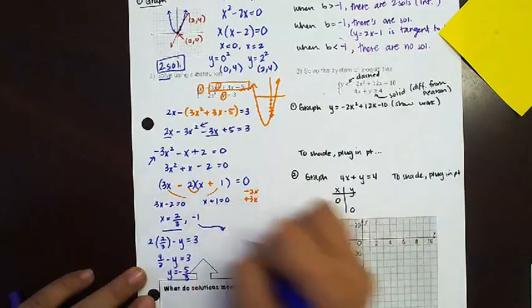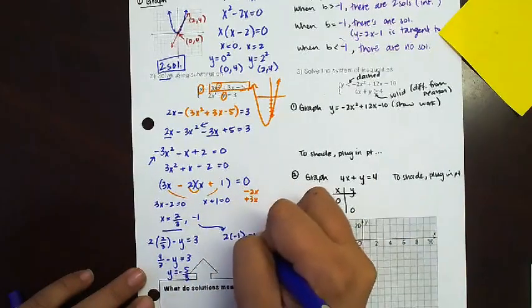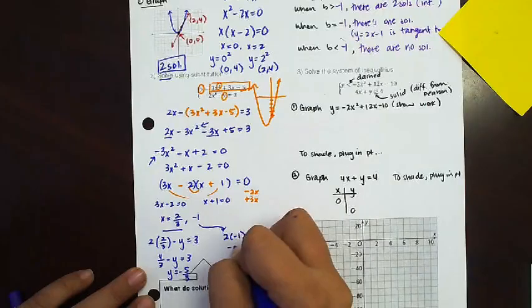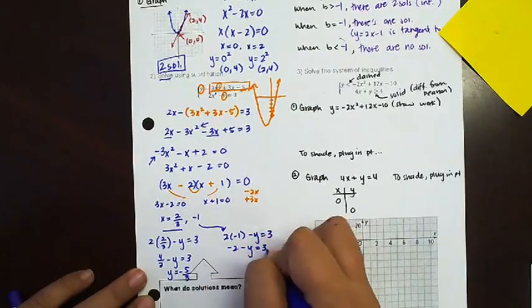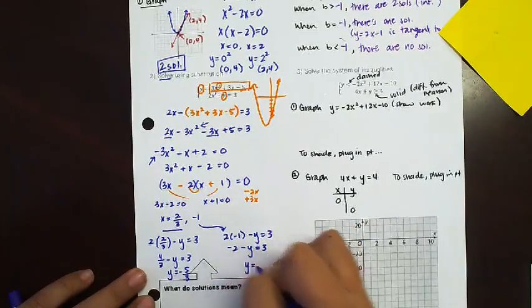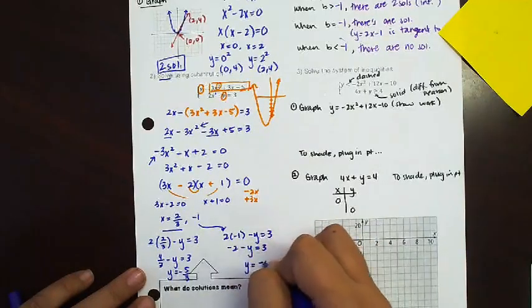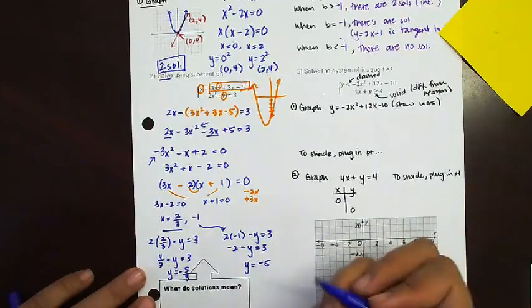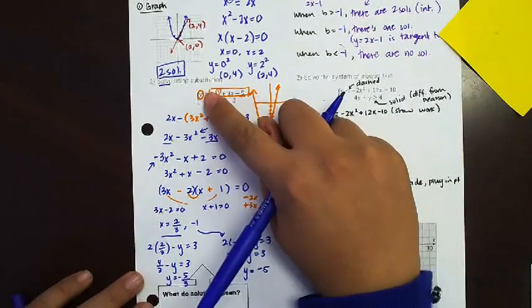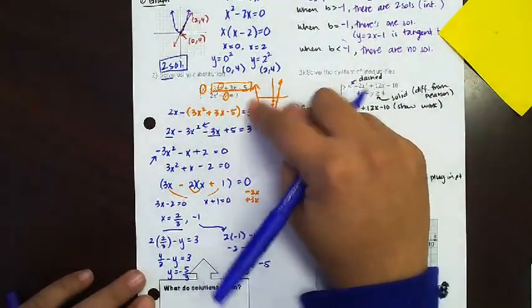Then I'm going to plug in x is -1. 2 times -1 minus y equals 3, which means -2 minus y equals 3. Add the 2, divide by a negative, and you get y equals -5.